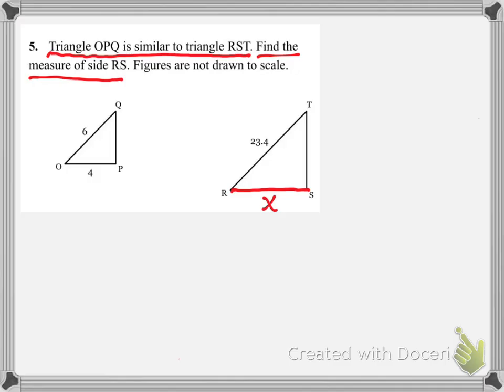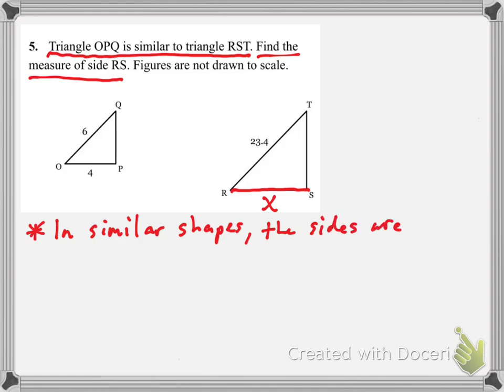Okay? Now, in similar shapes, the sides are what we call proportional. Okay? Now, notice the word proportion. Well, in Algebra 1, hopefully, you learned how to do proportions. Okay? A proportion is a fraction equals a fraction. Now, how are we going to do that here?